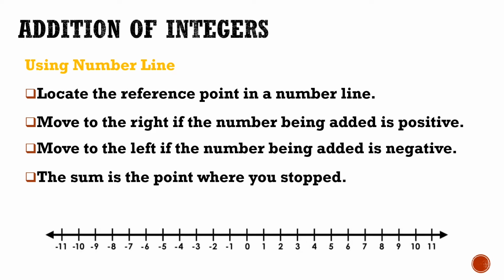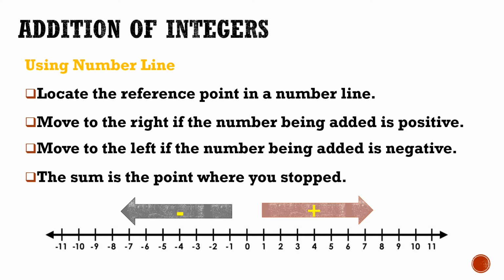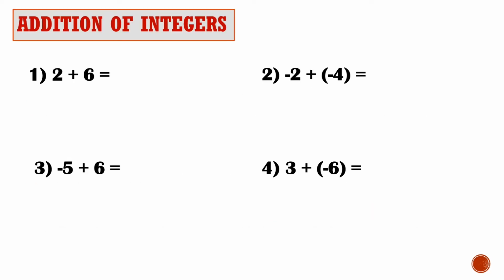So using a number line, when you are going to the right, that is a positive. And when you are going to the left, that is negative. Let us answer the following examples. First, we have positive 2 plus positive 6. Okay, on our number line, first, locate the positive 2. This is our reference point.